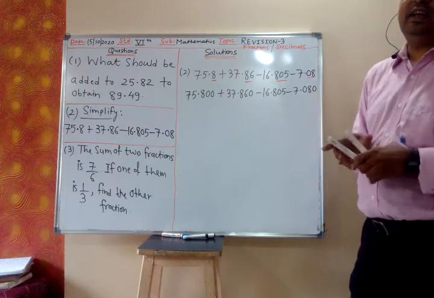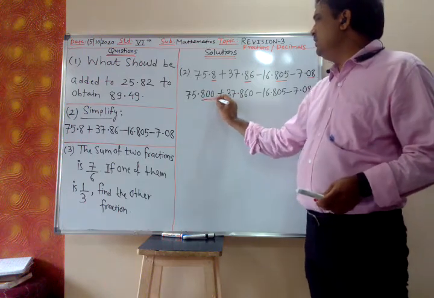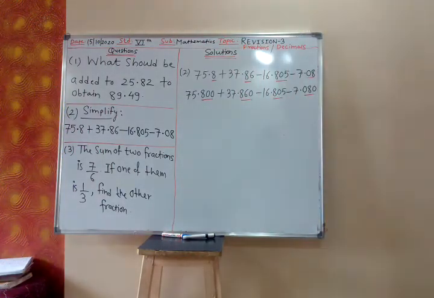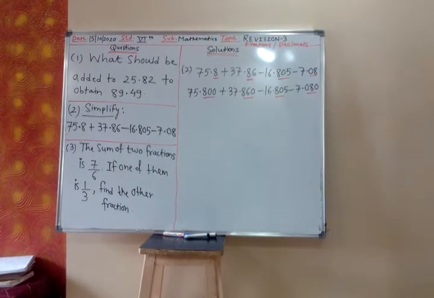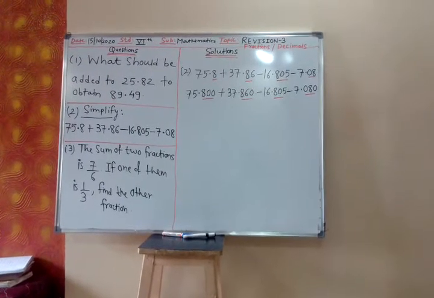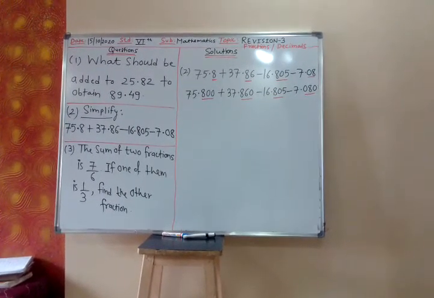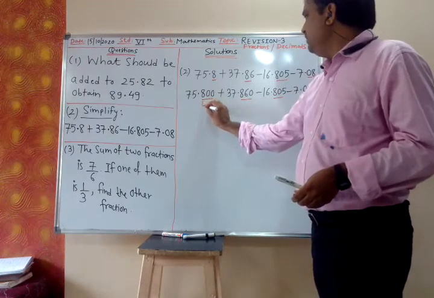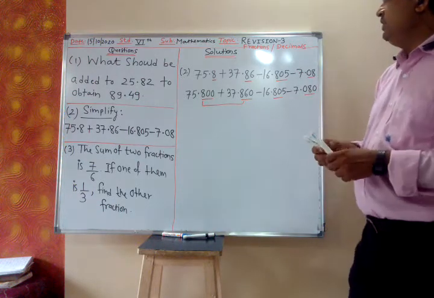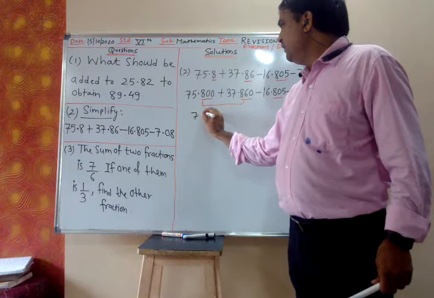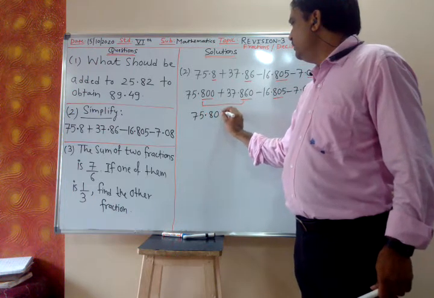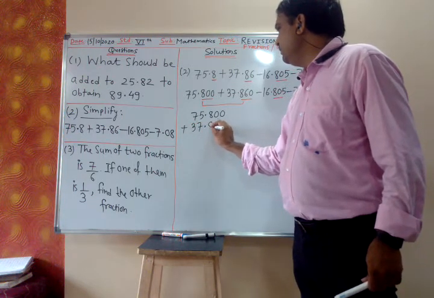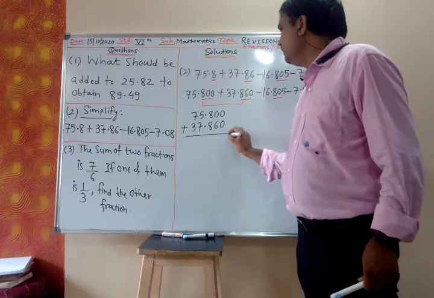Now check whether they are like decimals or not. After point 3 digits, 3 digits, 3 digits, 3 digits. Yes. So now they are like decimals. Now first I will simplify these two. That is 75.800 plus 37.860.